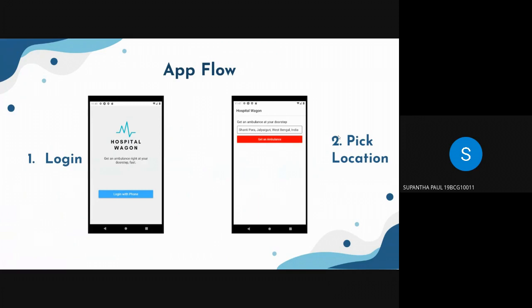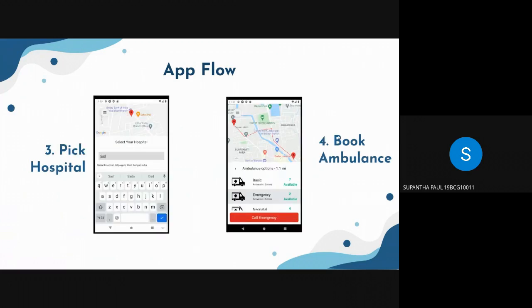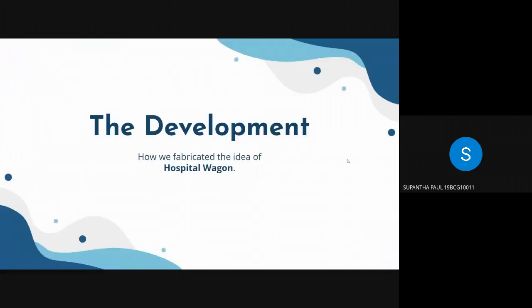So this is the app flow of our app. We first log in, and then we pick our location or a custom location of our choice. Then we search for the hospital that we want to book the ambulance from, and then we can see when the ambulance can arrive, the distance, and also how many ambulances are available, and we can book the ambulance right from the app. Next up, we'll be talking about the development, and Deepak will be talking about that.